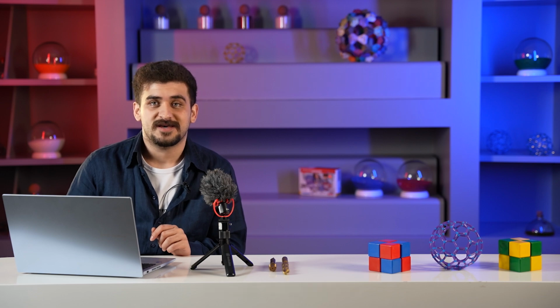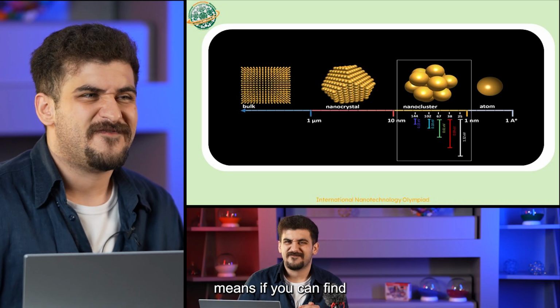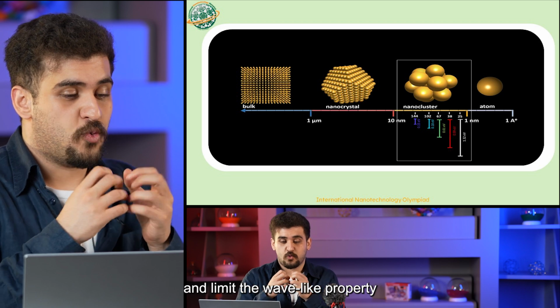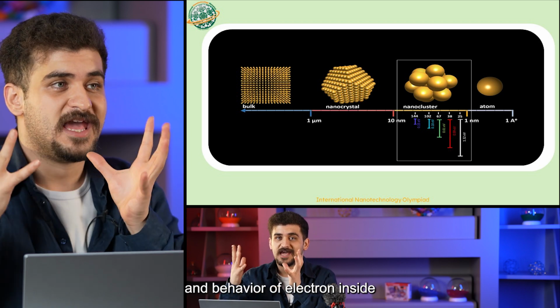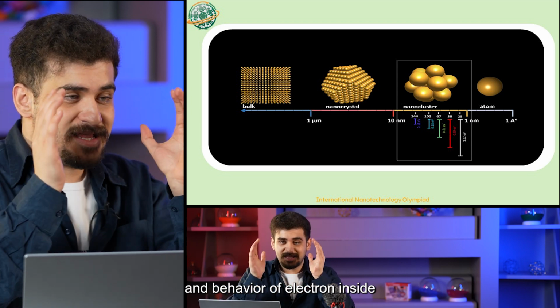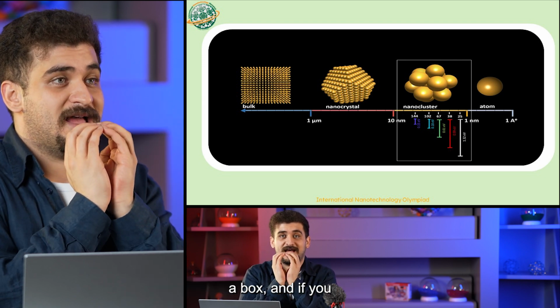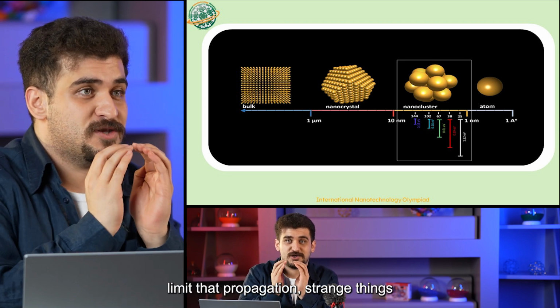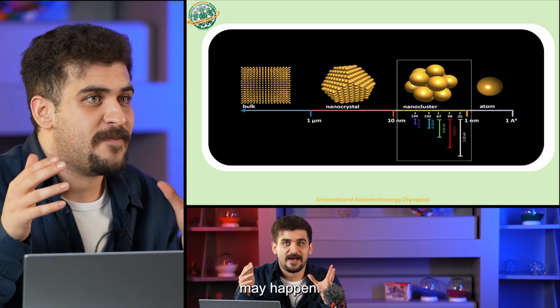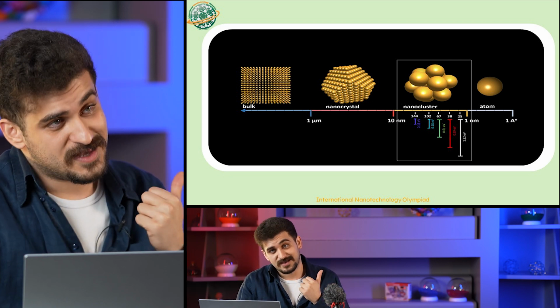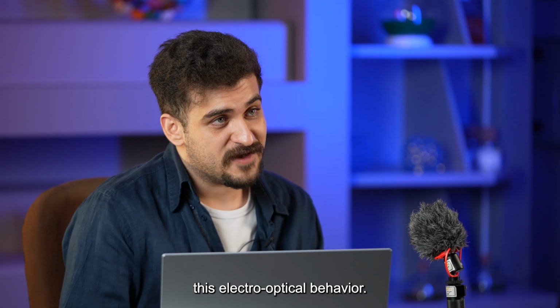Quantum confinement means you confine and limit the wave-like property and behavior of an electron inside a box, and if you limit that propagation, strange things may happen. And one of them is this electro-optical behavior.